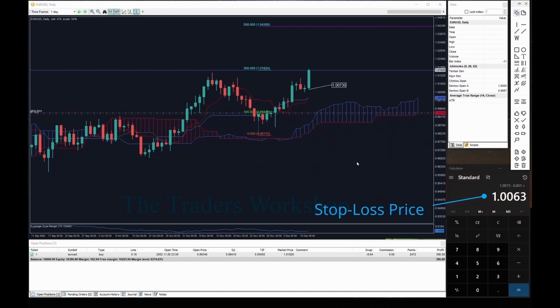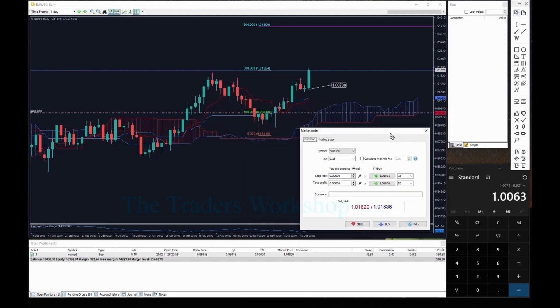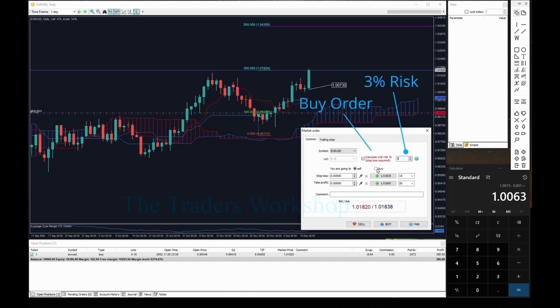Now, let's execute our order by pressing F2 to call the order panel. This will be a market order. Remember that, if the market goes in our favor, we will be offensive in our mindset, and we will risk 3% of our equity. Again, this is a buy order. And now, let's input our stop-loss price at 1.0063. I cannot emphasize this enough, but always review your order to avoid those little mistakes.